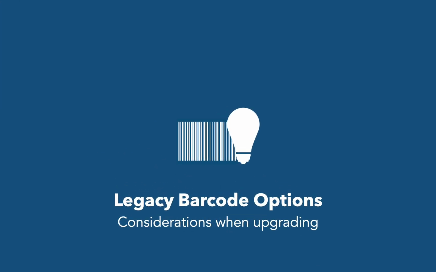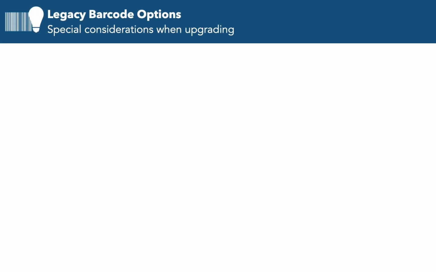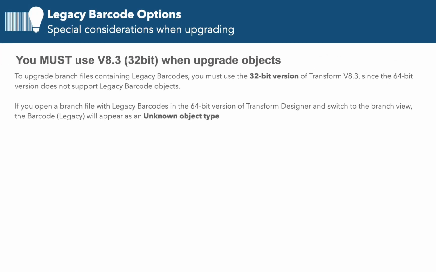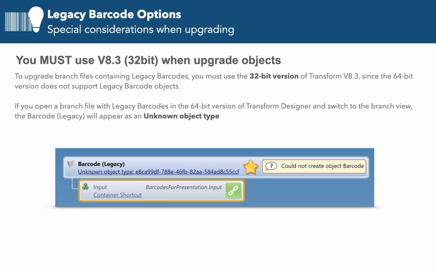When planning to upgrade legacy barcodes, there are a number of considerations you need to be aware of before you begin your upgrade project. First, and most importantly, to upgrade branch files containing legacy barcodes, you must use the 32-bit version of Transform 8.3, as the 64-bit version does not support legacy barcode objects. If you open a branch file with legacy barcodes in the 64-bit version of Transform Designer and switch to the branch view, the barcode legacy object will appear on the branch as an unknown object type and will not appear in the Find Tools Legacy Objects list.